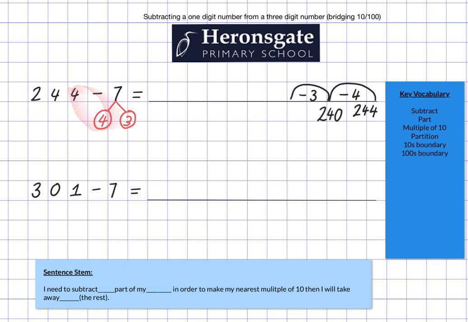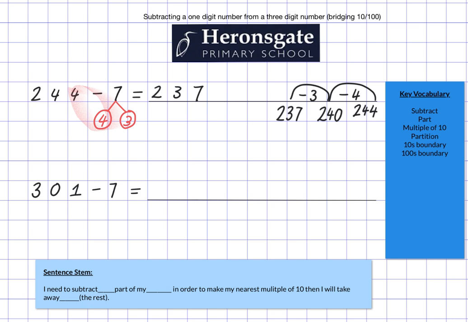And again, we need to know our number bonds to 10 to help us with this. So we should know that it's 200. And now we're going through the 10. So it's a new 10, so it's 30. And then it's 7. So we take away 3 from a 10, we're left with 7. So 244, take away 7 is 237.